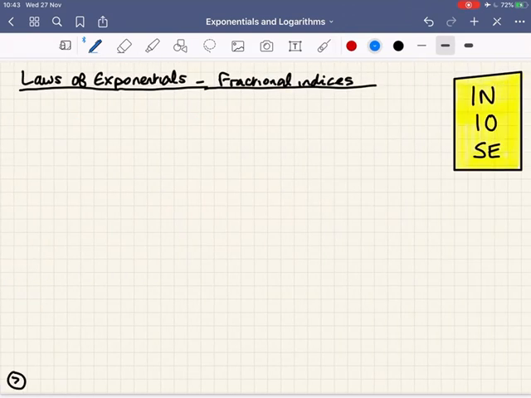Fractional indices. Here's an interesting idea. Using the laws of indices, we could have a to the power of a half times a to the power of a half. And that would give us a result of a to the power of a half plus a half, which is a to the power of 1. Now, hopefully you know that two numbers multiplied together like that to give the result a must be the square root of a. So a to the power of a half is another way of writing the square root of a.